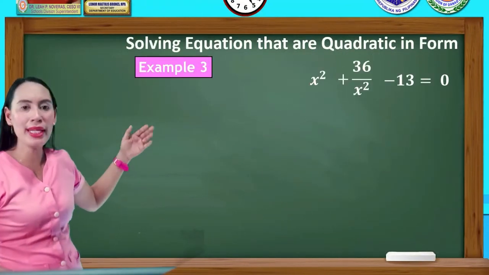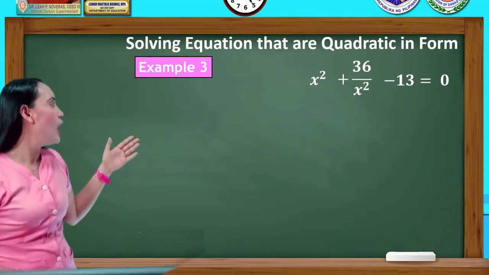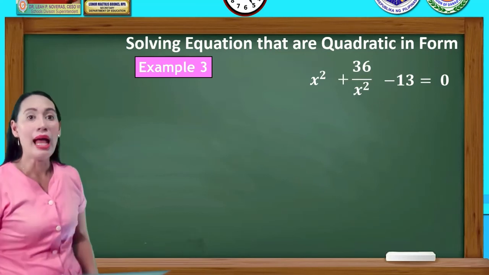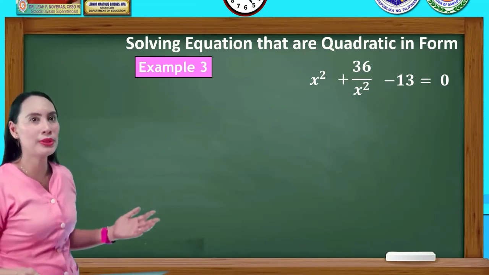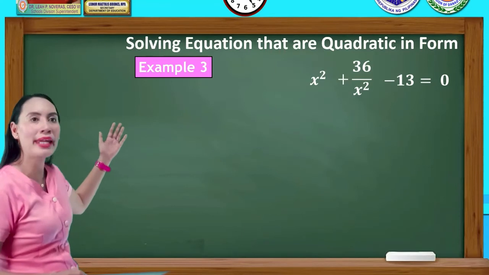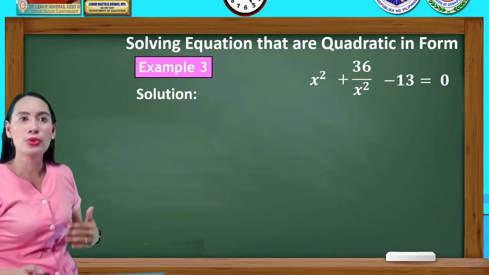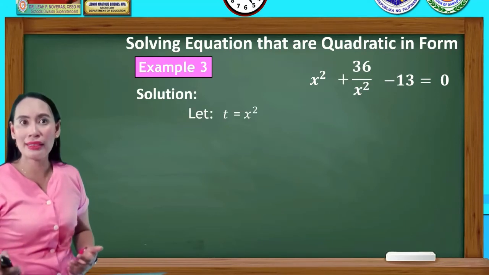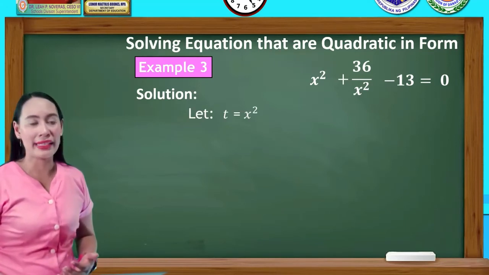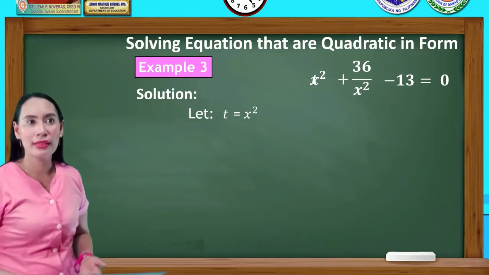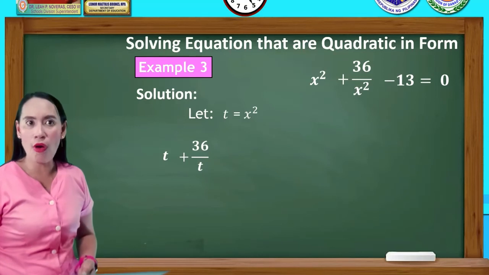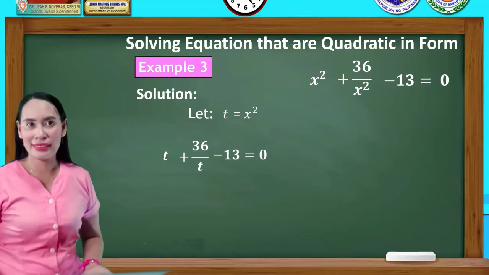Example number 3: x squared plus 36 over x squared minus 13 equals 0. The equation involves a rational algebraic expression. To solve this, we make a substitution. Let t equal x squared. So we get t plus 36 over t minus 13 equals 0.